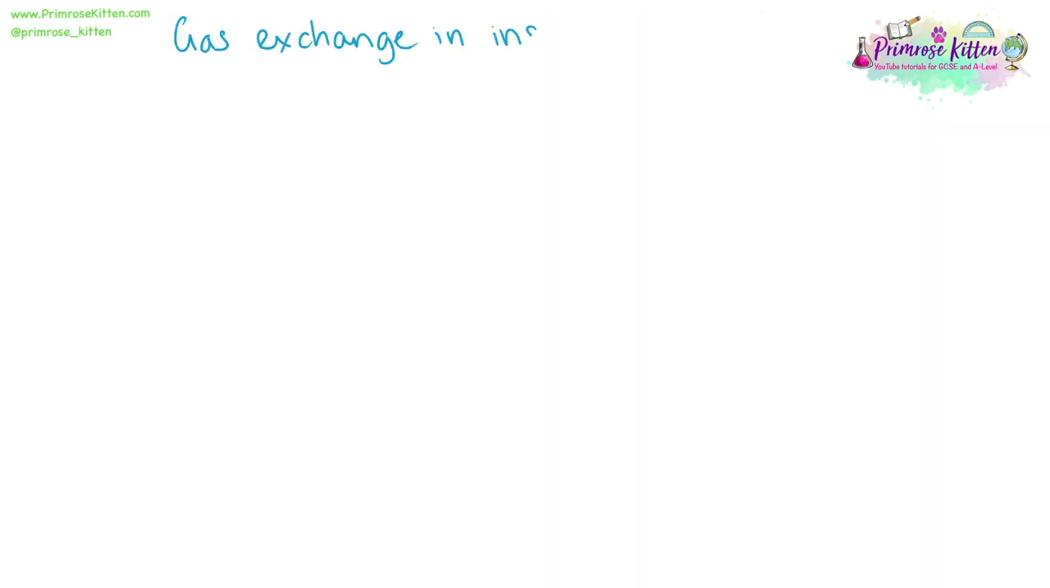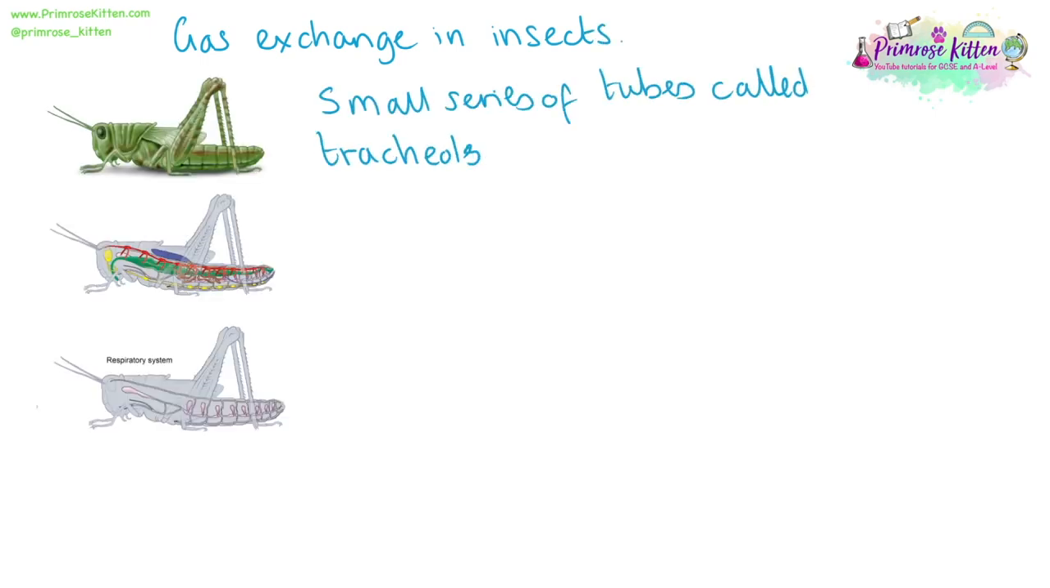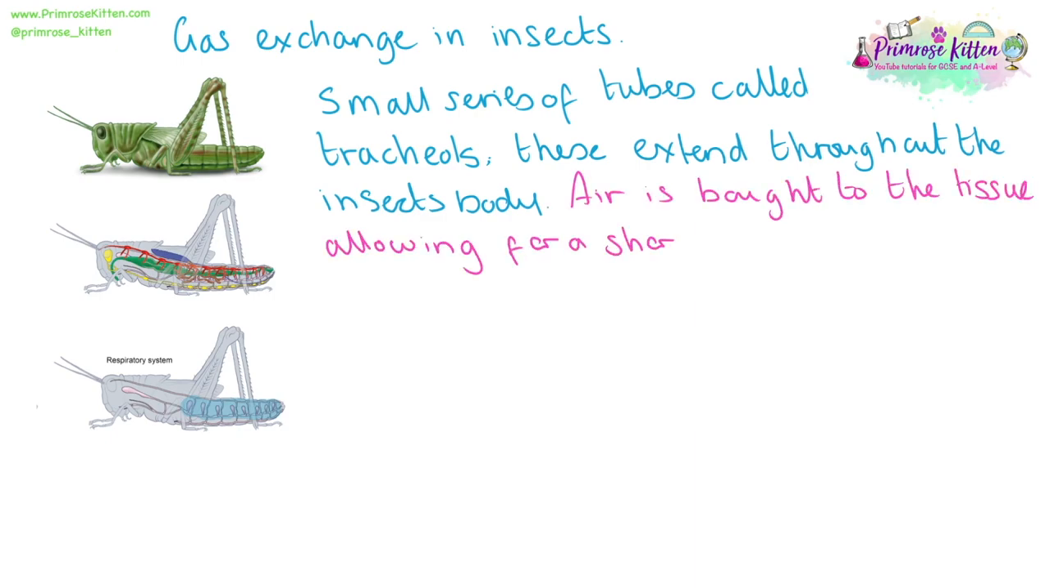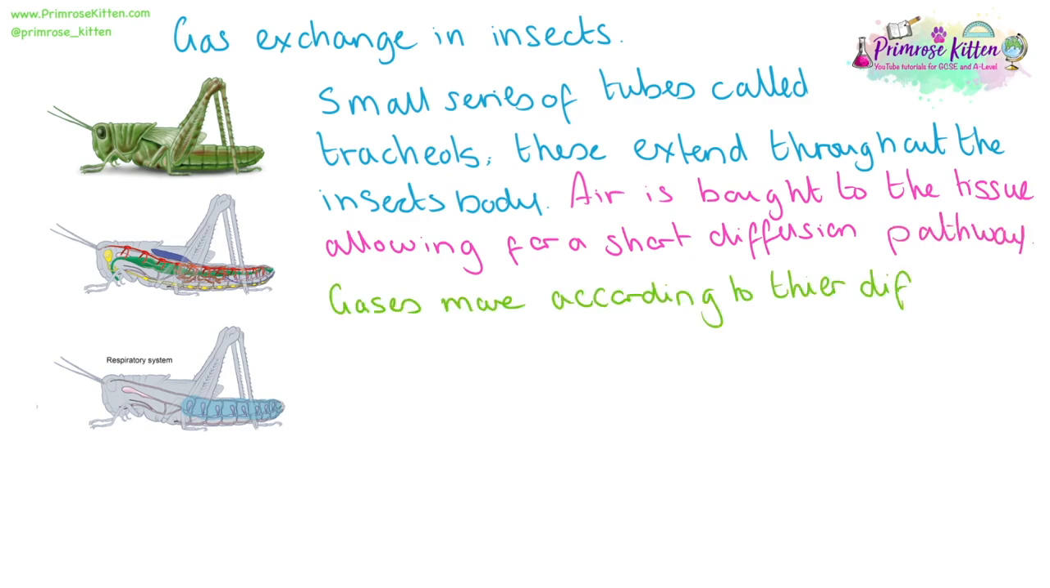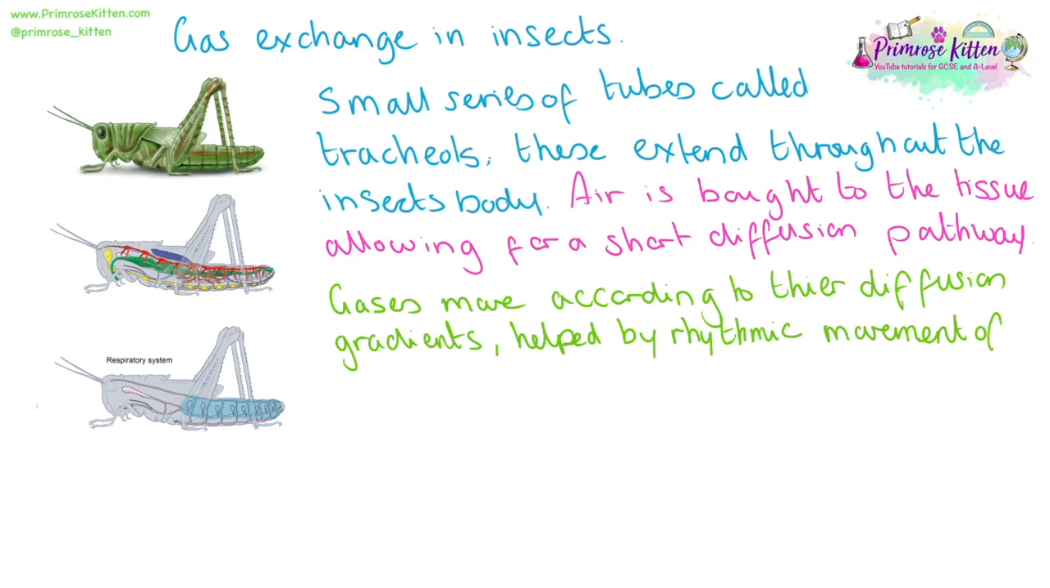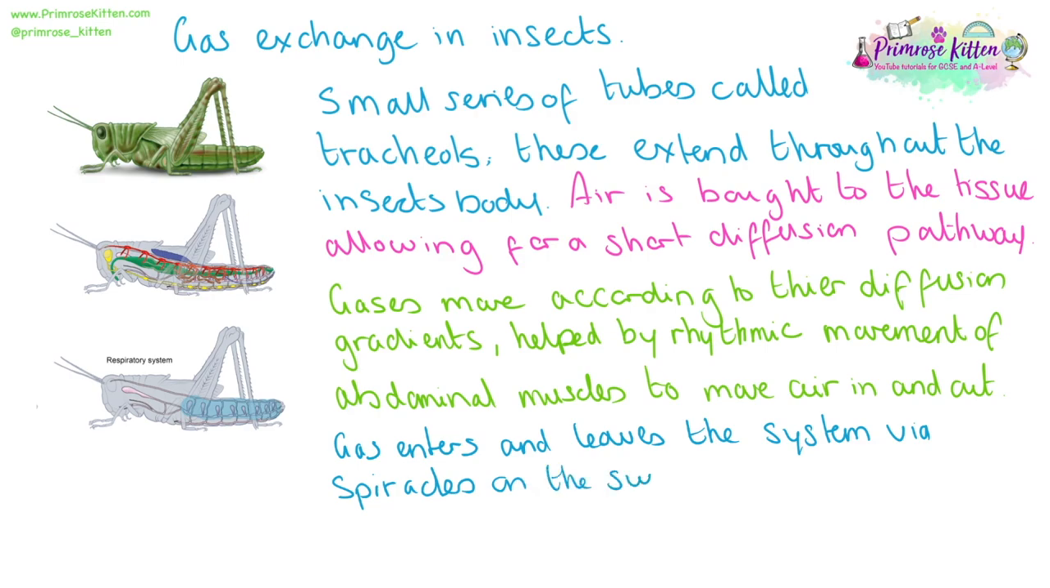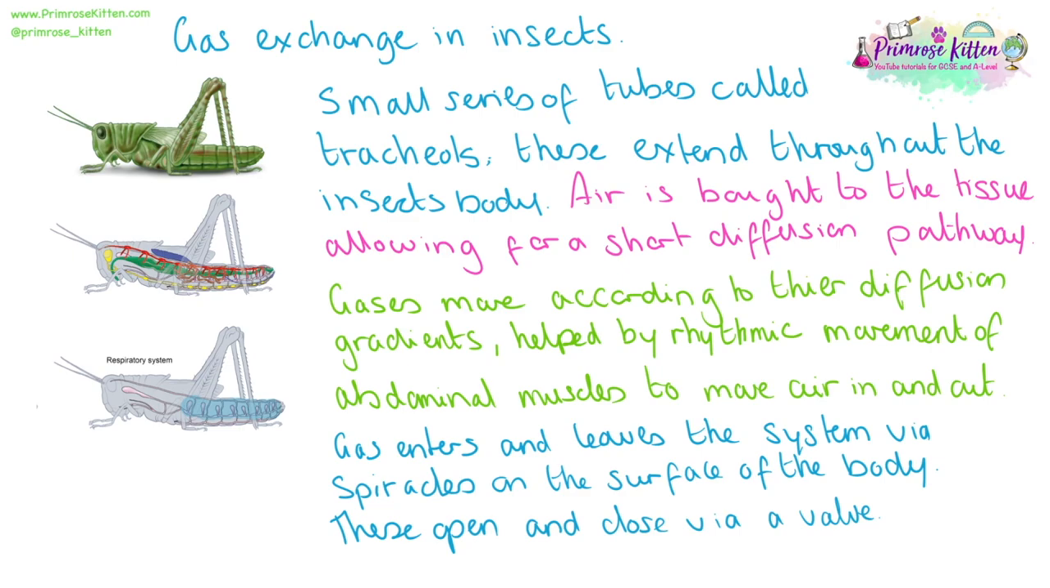Gas exchange in insects, using a grasshopper as an example. They have a small series of tubes called tracheoles. These extend the whole way throughout the insect's body. Air is brought directly to the tissue, allowing for a short diffusion distance. Gases will move according to their diffusion gradients. This is helped by the rhythmic movement of the insect's abdominal muscles to move air in and out. Gas enters and leaves the system via spiracles on the surface of the insect. These open and close via a valve.